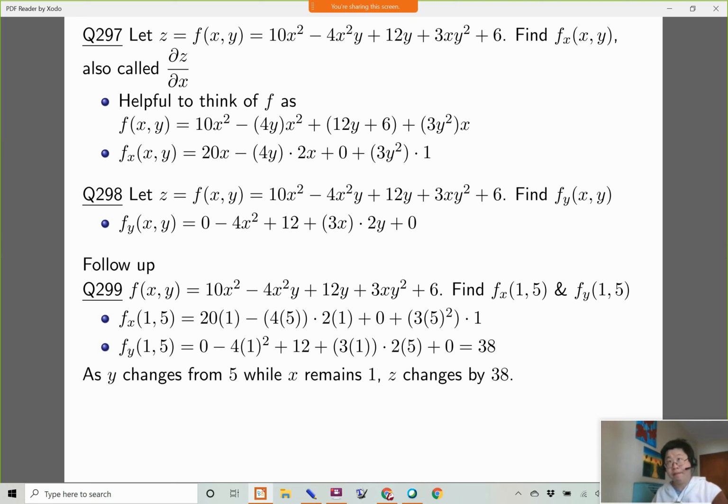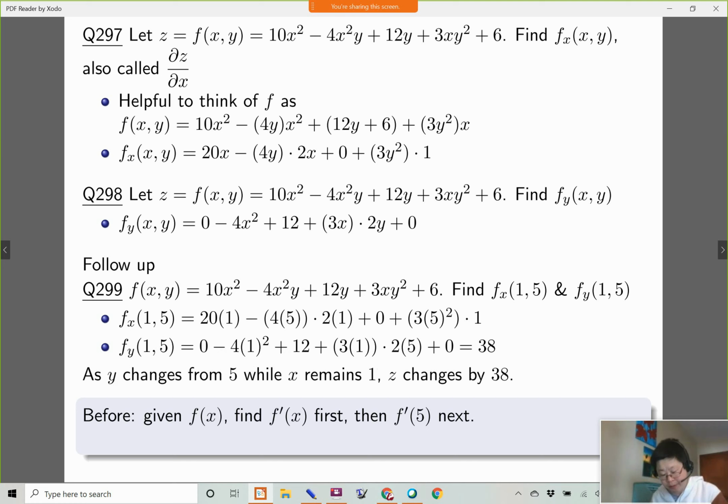So in this example, whatever y represents, when y grows, the profit grows by $38, something like this, right? That would be the interpretation.